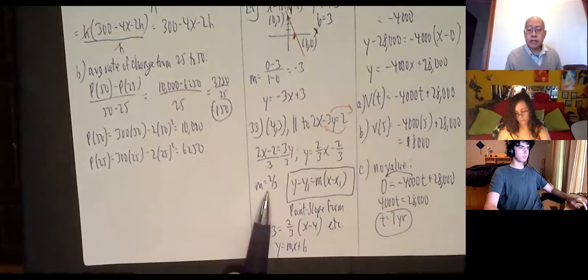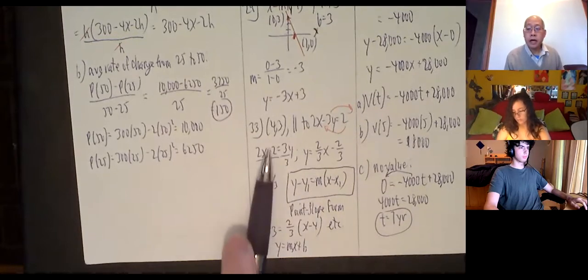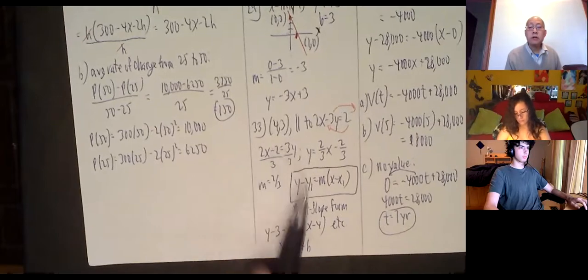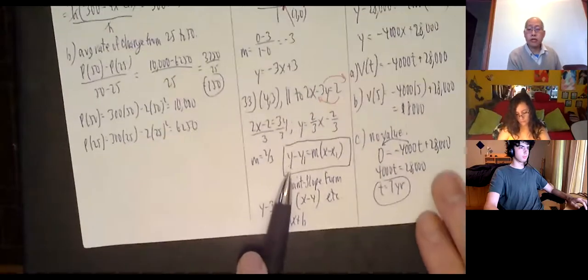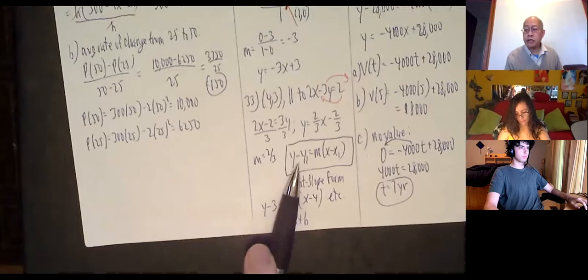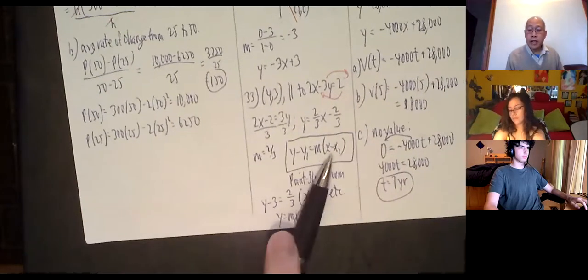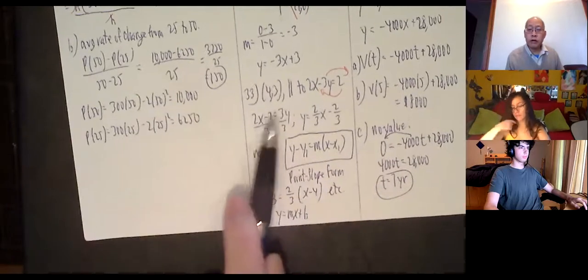So I use this slope, and I use this point, and throw it into the point-slope form, which is y minus y1 equals m times x minus x1. So here we go. x1, y1 are 4, 3.